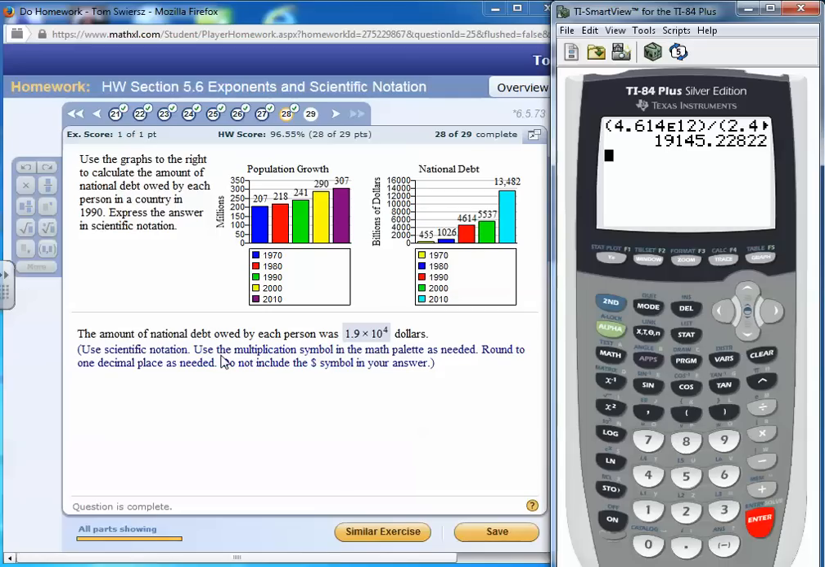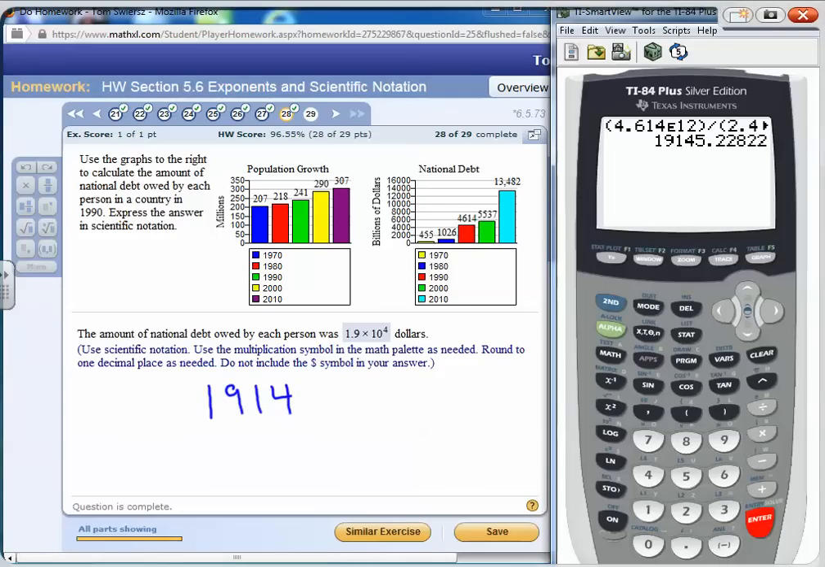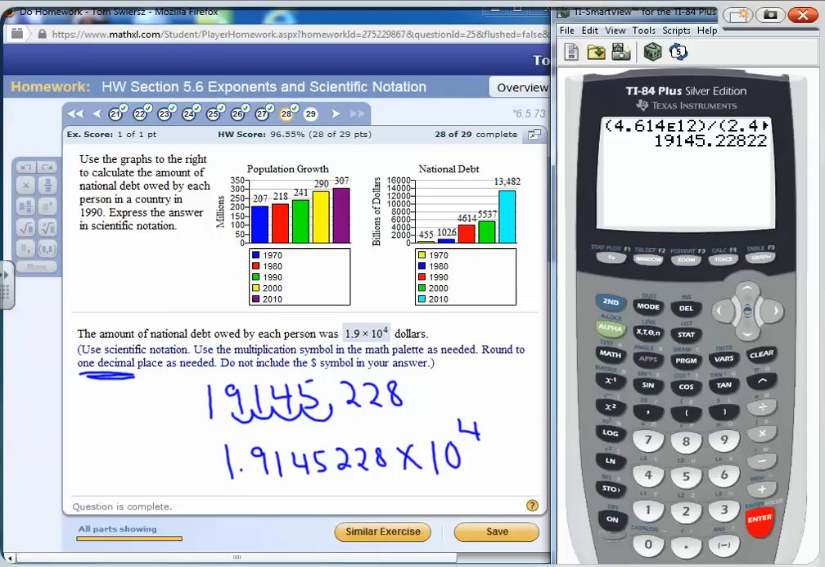So 19145.228, and so on. We're going to go over 1, 2, 3, 4 places. So 1.9145228 times 10 to the 4th power. Round off to 1 decimal: the 9 is followed by a 1, so we keep it at 1.9 times 10 to the 4th power. And there is our correct answer, 1.9 times 10 to the 4th power.